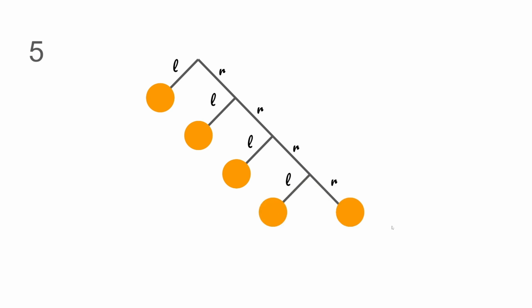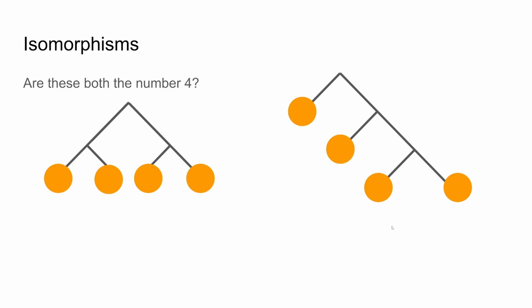So now here's an interesting question. We have defined this right tree to be the number 4, but what about this left tree? Are they both the number 4?